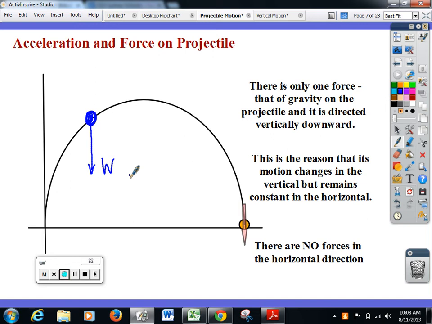If there are no horizontal forces pushing you sideways, will you accelerate sideways? Will you get slower sideways? Will you get faster sideways? The answer to all those questions is no. That's the reason why you simply move sideways at a constant velocity. However, are there forces pulling you down vertically? Yes. That's the reason why the vertical motion is changeable. Okay? There are no forces in the horizontal direction.